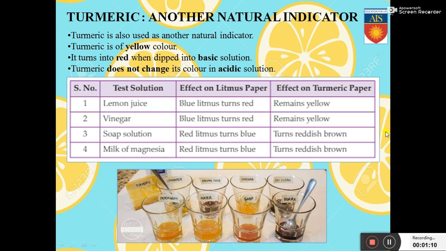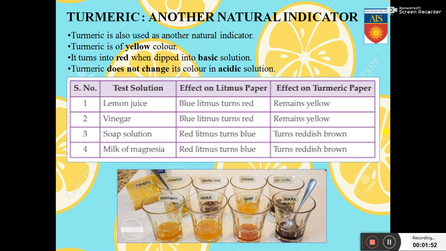The next natural indicator that we are going to learn about is turmeric or haldi. Everybody has seen this. Everybody has turmeric in their own households. Now turmeric is also used as another natural indicator. Turmeric is also a naturally occurring substance. It is of yellow color. We all know that. Now it turns red when dipped into a basic solution and it does not change color in acidic solution. Now how will you use turmeric as an indicator? You can take a strip of filter paper and rub turmeric on both ends, and when it dries you can use that as an indicator. It is nothing more than that.